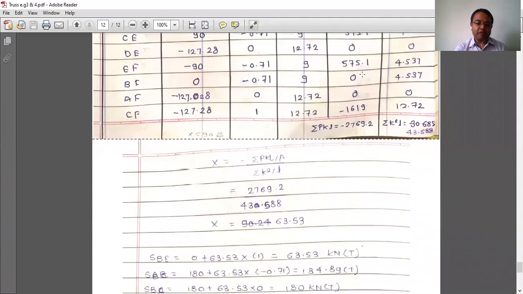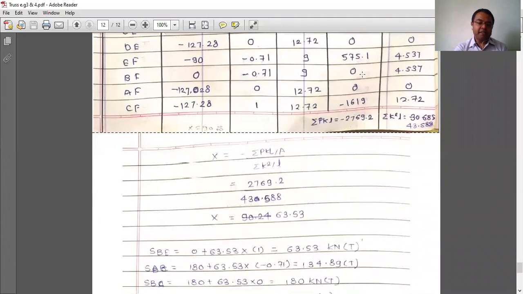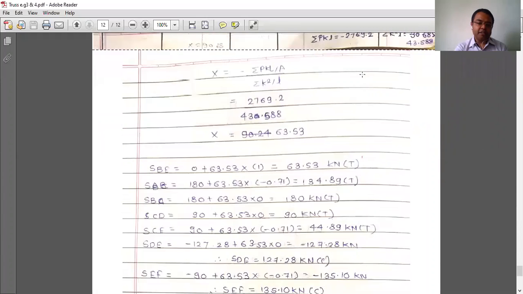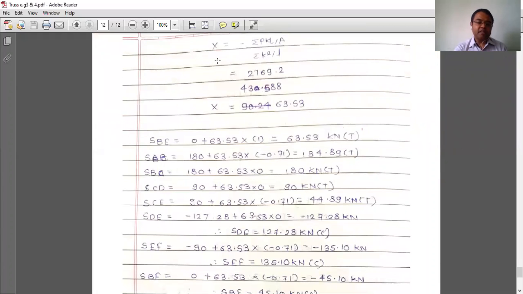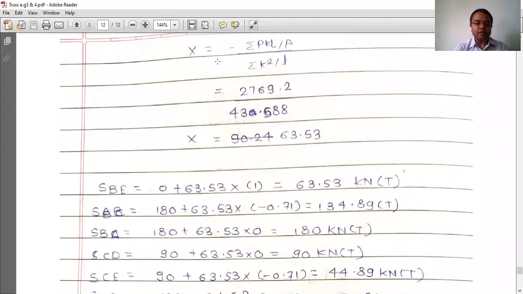So just use this formula and you can find the value of X. X is the force coefficient. This is the minus sign, it is in the formula. Likewise we get the X value.